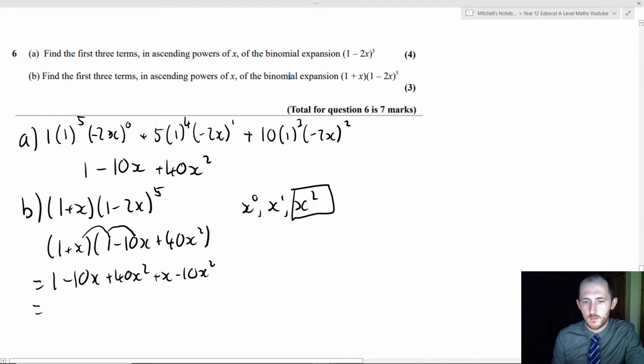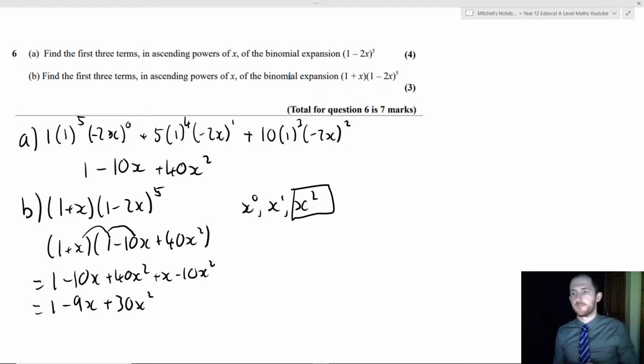Now simplify. 1 minus 10x plus x gives me minus 9x. Plus 40x squared minus 10x squared gives me plus 30x squared. I'm done. Bonus 3 marks in not too long, I think.